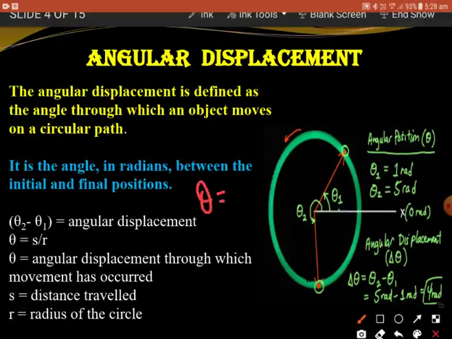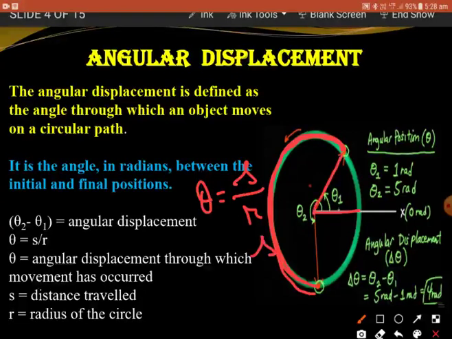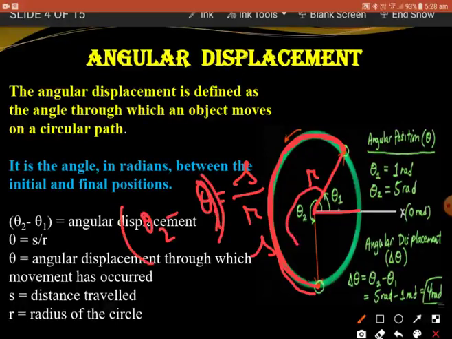Theta will be equal to S divided by R, where R is the radius and S is the arc length, you can say. Not the circumference, since it is not for the whole circle, but for this arc length. We take this arc length as S, R as the radius, and theta will be equal to theta 2 minus theta 1. So from here to here, that is denoted by theta 2 minus theta 1.